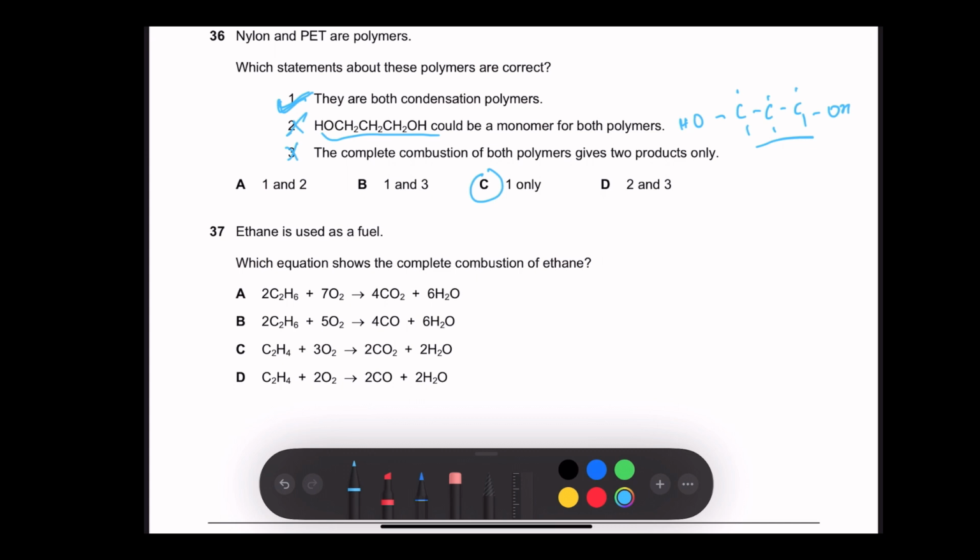37. Ethane is used as a fuel. Which equation shows the complete combustion of ethane? So in complete combustion, we have carbon dioxide. It's not carbon monoxide, so it's not B, it's not D. Let's see the balancing now. There are 4 carbon, there are 4 carbon. There are 12 hydrogen and there are 12 hydrogen. There are 14 oxygen: 8 plus 6, 14 oxygen. So yes, A is correct.